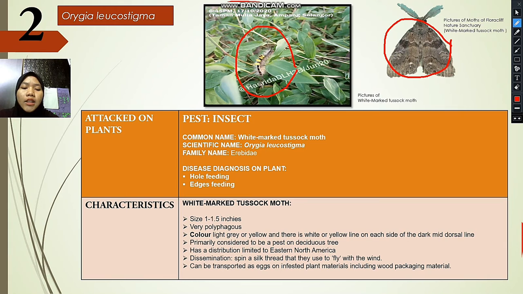For dissemination, they spin a sticky thread that they use to fly with the wind. It also can be transported as an egg on infested plant material, including wood product material.